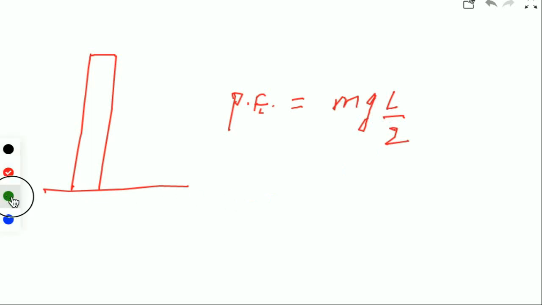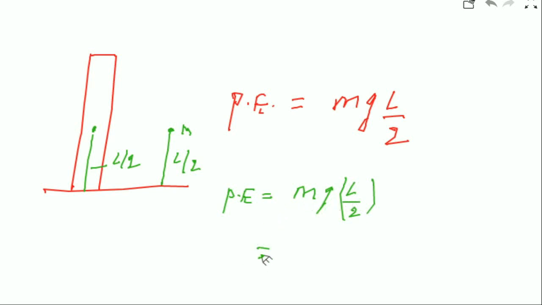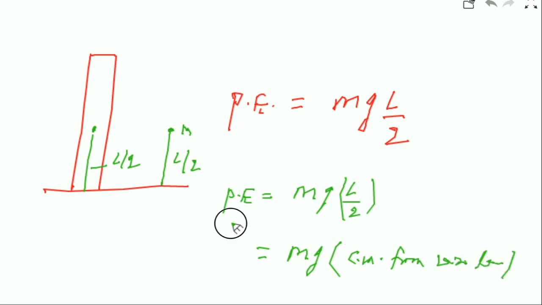Another way to see it is through the center of mass. The rod has its center of mass exactly at the midpoint, which is L by 2. So you can replace the rod with a point mass. The total mass is concentrated at the center of mass, and the distance from the reference level is L by 2. Now you can apply the potential energy formula: m, g and L by 2. So if you have a variable mass like a rod or a string, you can use mg times the height of the center of mass from the reference level, the zero level. This is the formula you have.